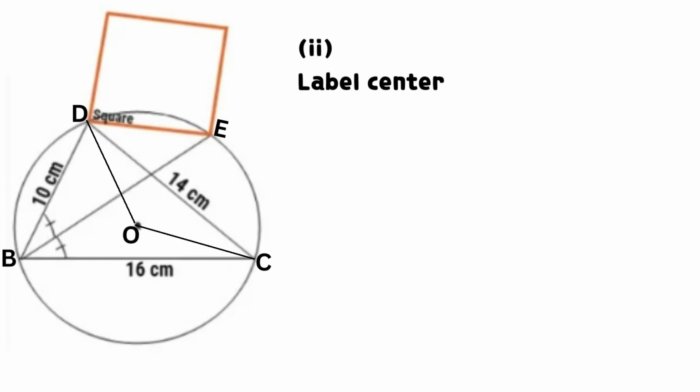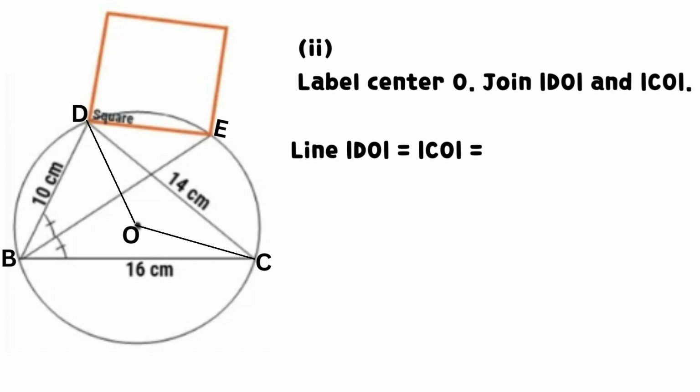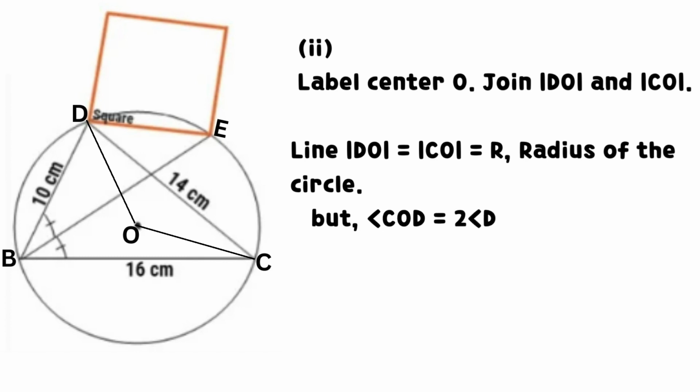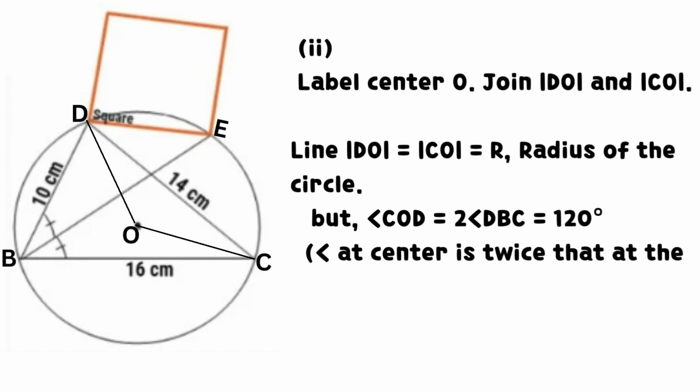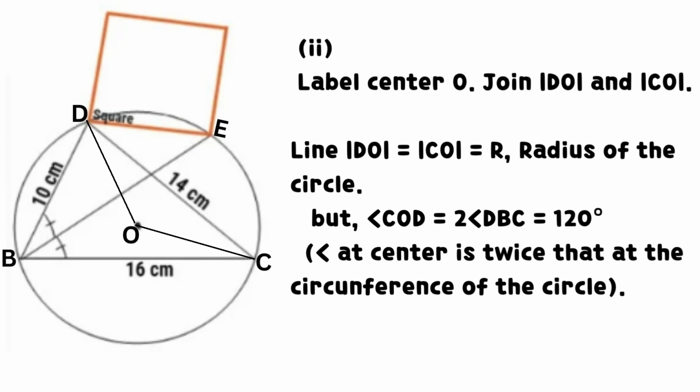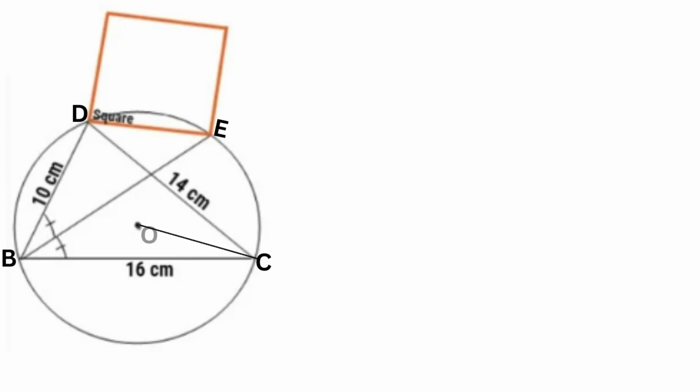For question 2, label center O. Join line DO and line CO. These lines, each, equal the length of the radius, R, of the circle. But angle COD equals 2 times angle DBC, which equals 120 degrees. It is because angle at center is twice that at the circumference of the circle.